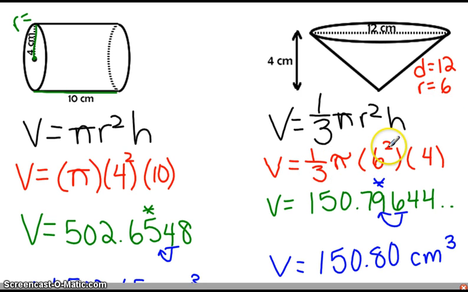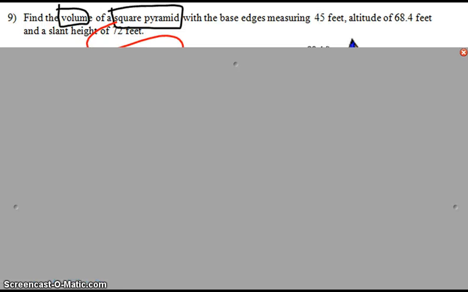So 1/3 times 6 squared times height, which is from the base of this circle all the way up to the vertex. That length is 4, as you can see. So we're substituting in 4. Type that into your calculator, and you get 150.79. You're looking at that third number after the decimal place. The 6 is greater than 5, so we round up. The next hundredth position becomes an 80, so it's 150.80 centimeters cubed.